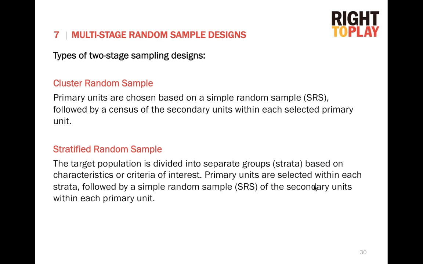In a stratified random sample, the target population is divided into separate groups, which are known as strata, based on certain characteristics or criteria of interest. Then primary units are selected within each strata, and after that you do a simple random sample to choose secondary units from within each primary unit.